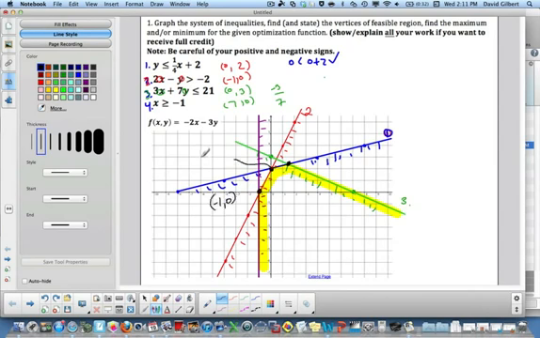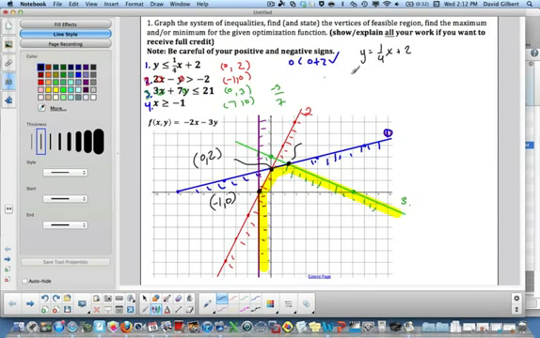This is 0, 2. It's another one of my vertices. This is the intersection of lines 2 and 1, my bad. So I need to find where they intersect. Since I have a y equals, I'm going to use the substitution method. Nope, my bad, it's equation 1 and 3.